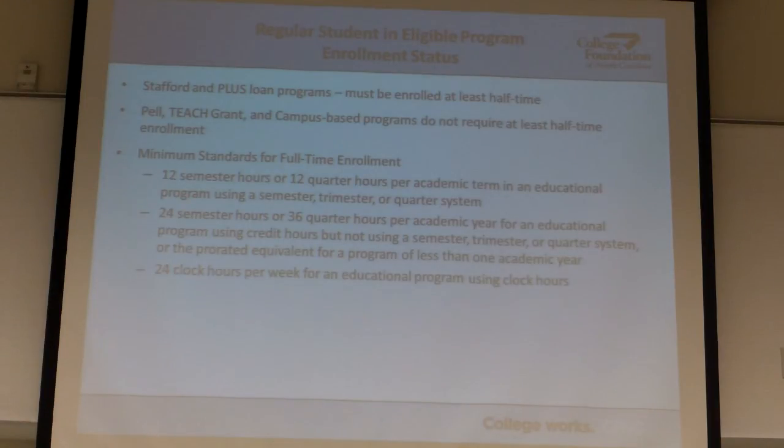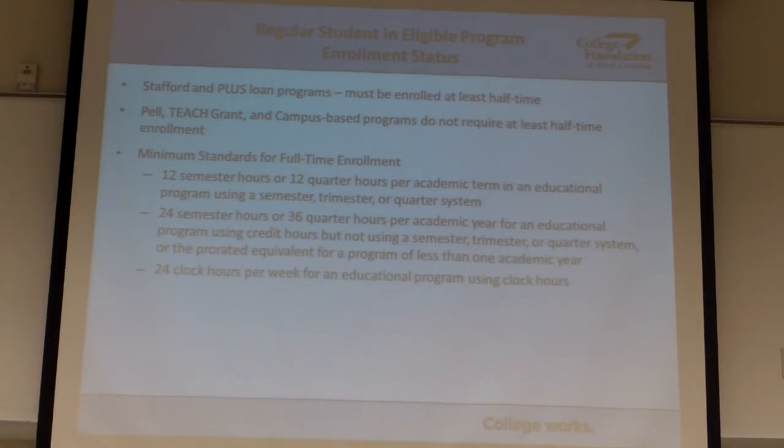So those don't have the half-time enrollment stipulation there. So the minimum standards for full-time enrollment would depend on the type of school. I think most schools operate with this first or second standard for full-time: 12 semester hours or 12 quarter hours per academic term in an educational program using the semester, trimester, or quarter system. That would be one way of defining full-time.